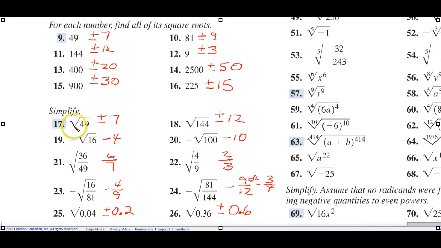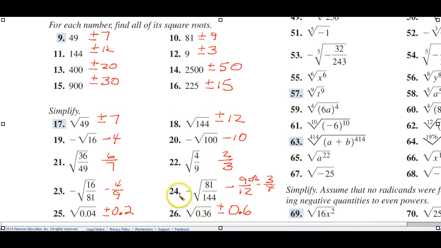And down here where we have the radical sign and the radicand, they're just saying simplify. Do they just want the principal square root or all possible square roots? And I assume when they put a negative in front, they're only interested in the negative value. So check your work.